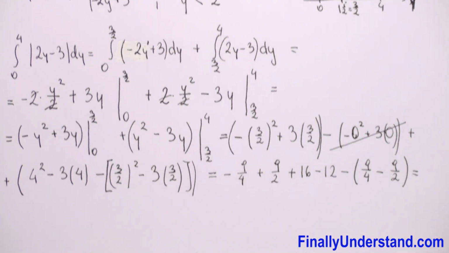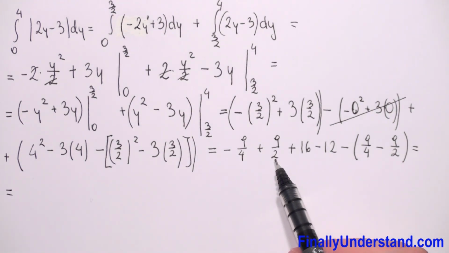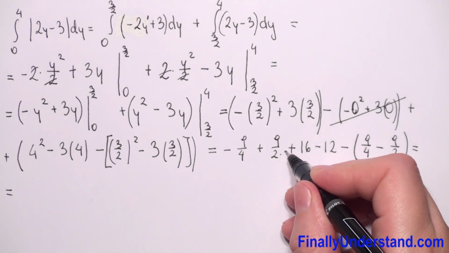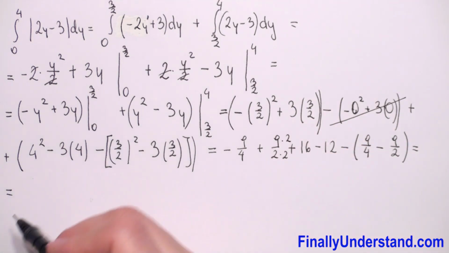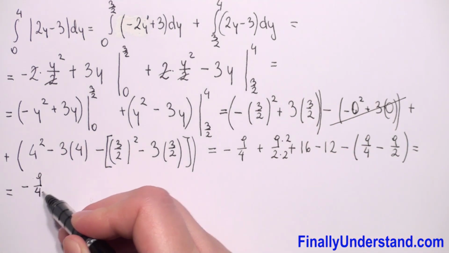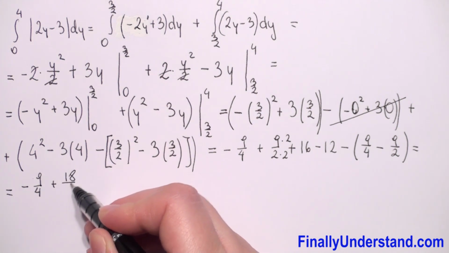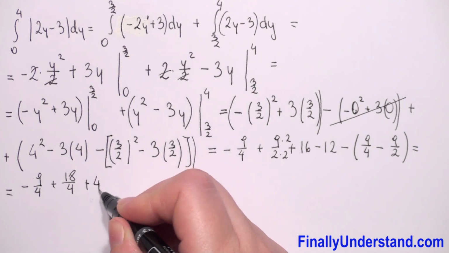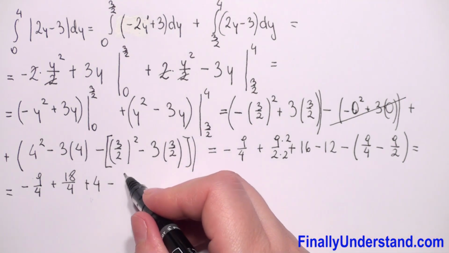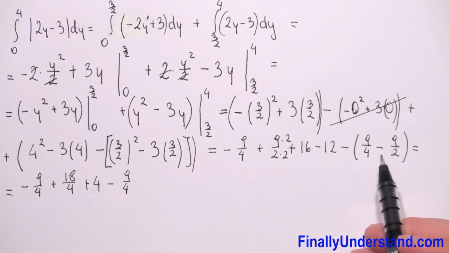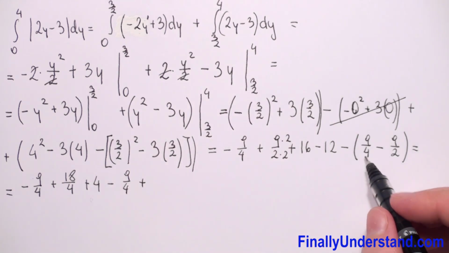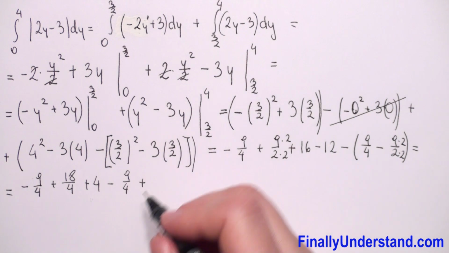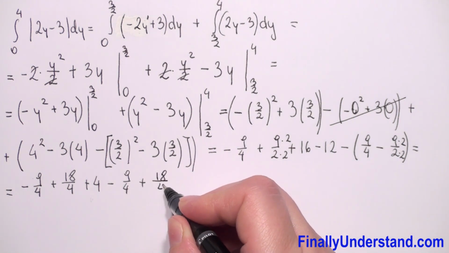So this is equal. We can change this to the same denominator. So it will be times 2 times 2. So it will be negative 9 over 4 plus 18 over 4. 16 minus 12 is 4. Minus, and we will have 9 over 4. And negative gives us positive, and we need the same denominator, so I multiply the same by 2 like here. So it will be 18 over 4.